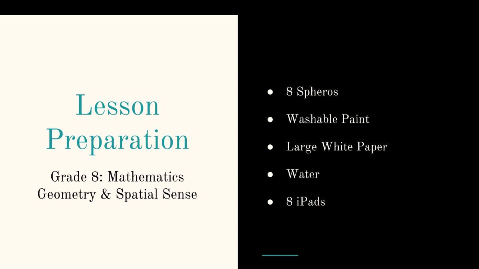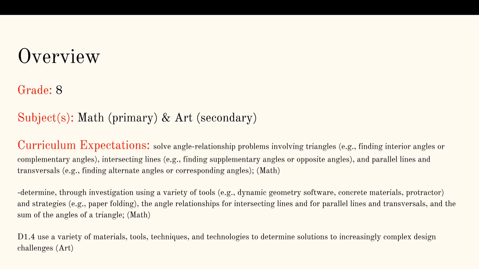In terms of lesson preparation, we are talking about a grade 8 mathematics class in geometry and spatial sense. You are required to have 8 Spheros, washable paint, large white paper, water, and 8 iPads. I am fortunate enough to have a lot of these as I've purchased them over the years, and I've had assistance in getting others. Others would have to borrow them, but if you work within Thames Valley or a lot of the other school boards, they're making a big push within maker spaces, so they are getting some of these items readily available within their school, or they could borrow them from their school board.